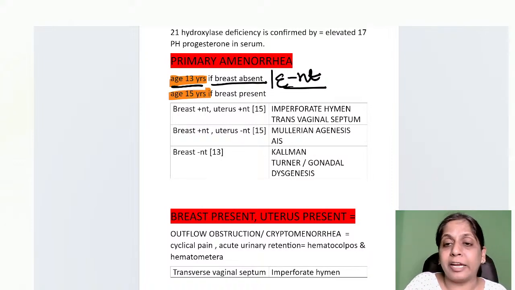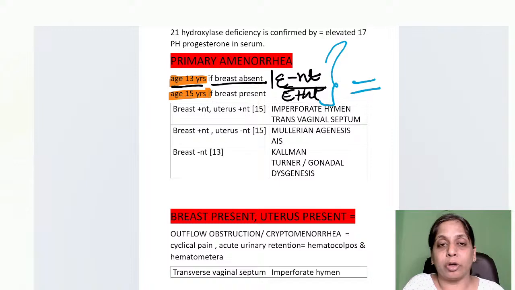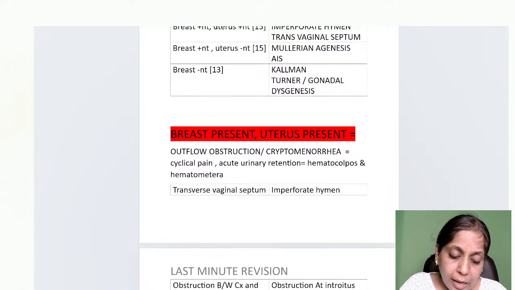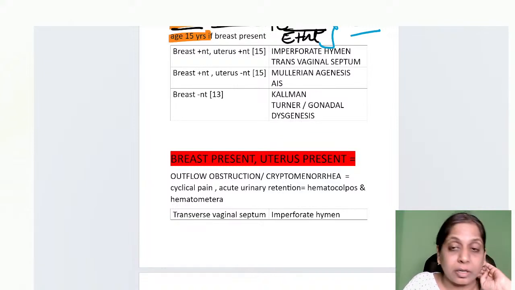So it means we can wait a little bit longer. These definitions are very, very important. They are frequently asked in your exams.